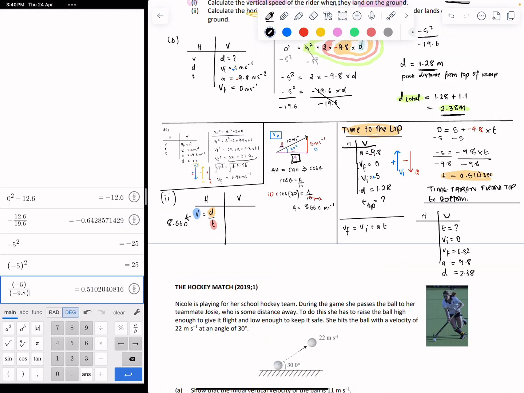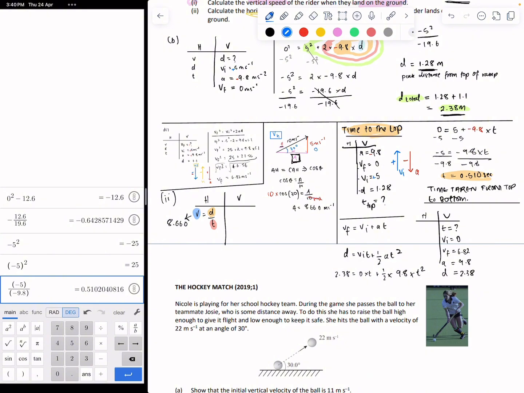So what's the best equation to use? What I'll use is d equals VIt plus half at squared. So don't mind me, I'm going to squish everything in here. D is 2.38, VI is 0 times t plus half times 9.8 times t squared. What have I missed to do? I've missed defining my positive and negative vectors. So let me do that now before I continue on.